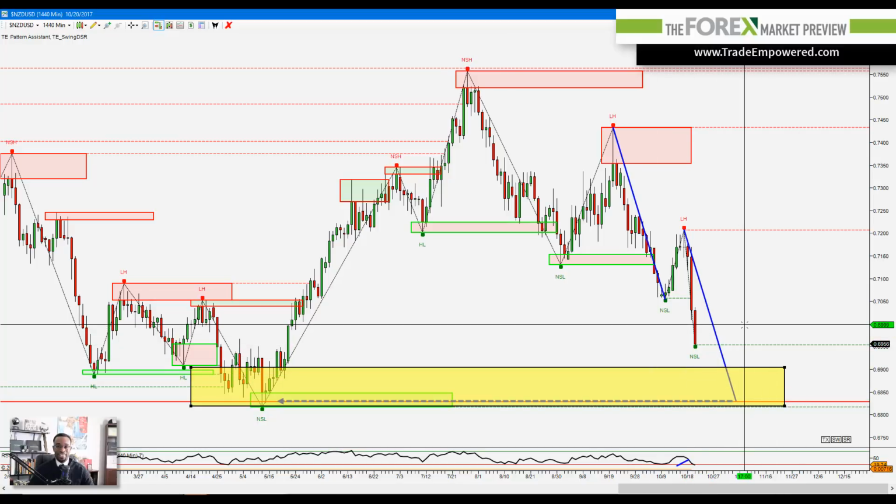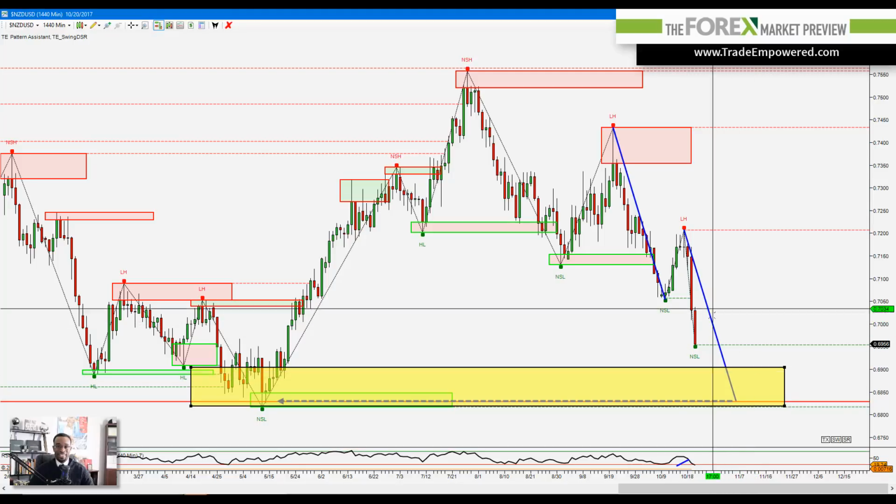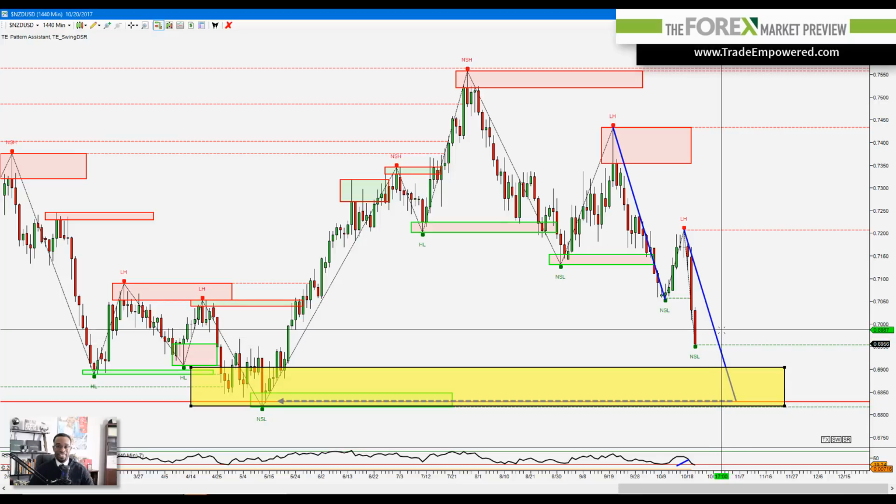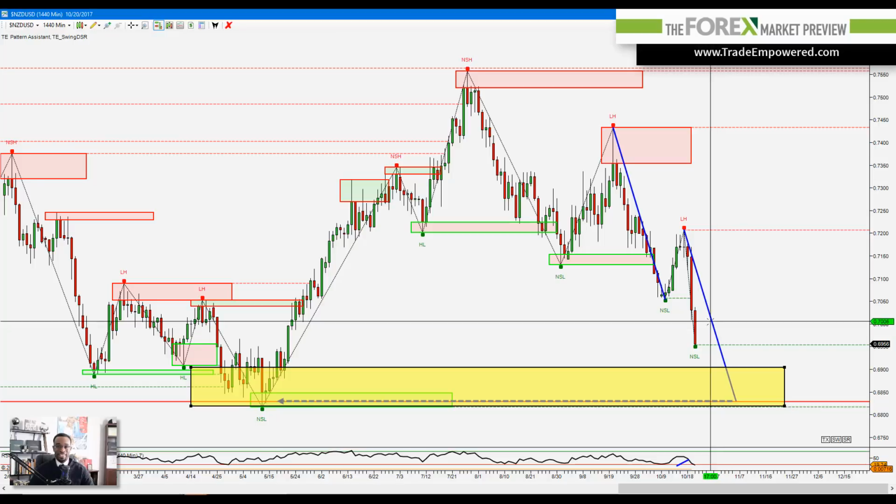Another way would be we retrace and then extend down to this level. So you see, either way, I'm expecting the market to continue lower, but I don't know how it's going to go lower. And depending on how it does, there are two different opportunities.